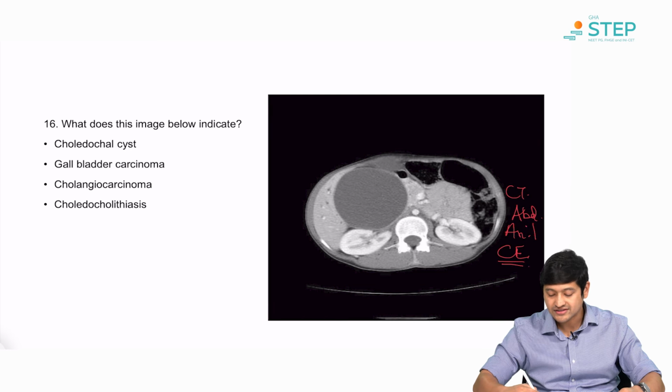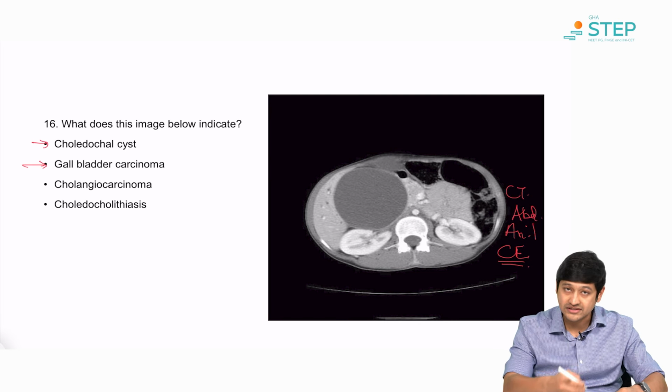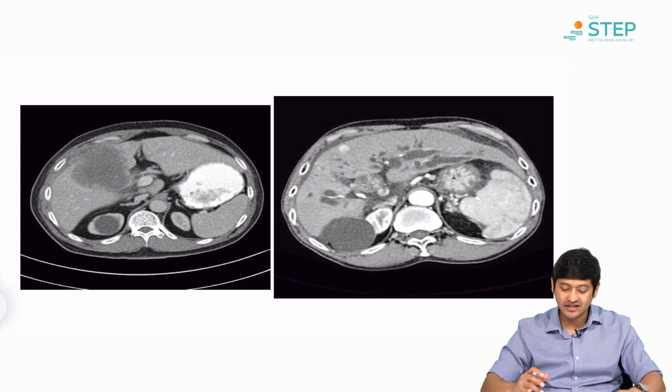So this is contrast enhanced CT. You've been asked to identify what the problem is: a choledochal cyst, a gallbladder carcinoma, a cholangiocarcinoma, or a choledocholithiasis. So we look at some images.